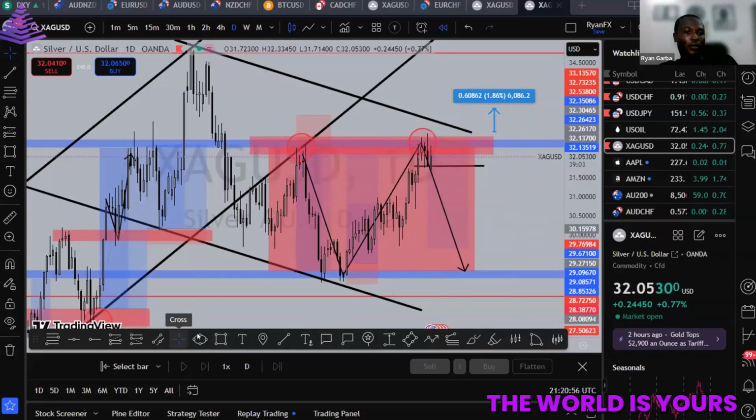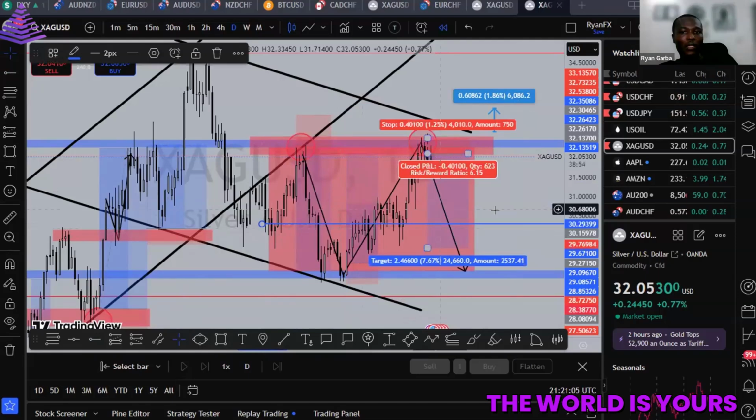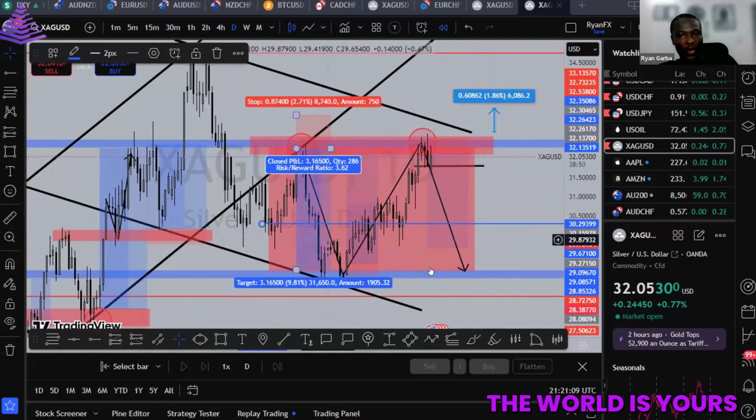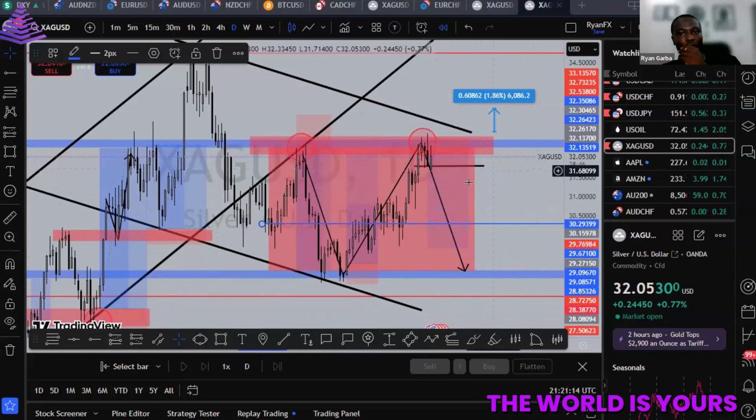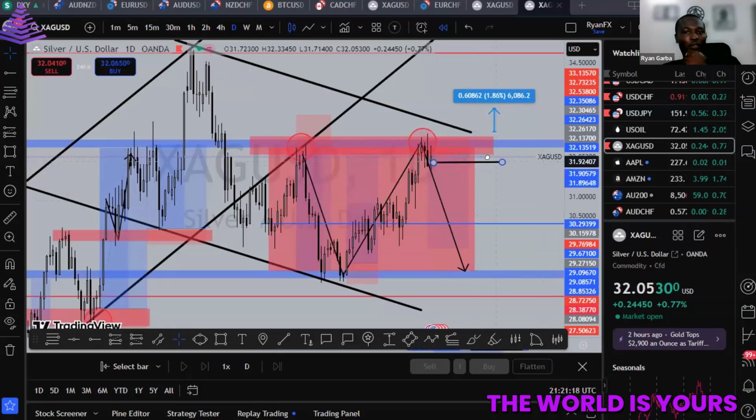To take profit out of this market, you can do that here, here, or here. But we've not gotten there, so we just have to wait. We just have to be patient.